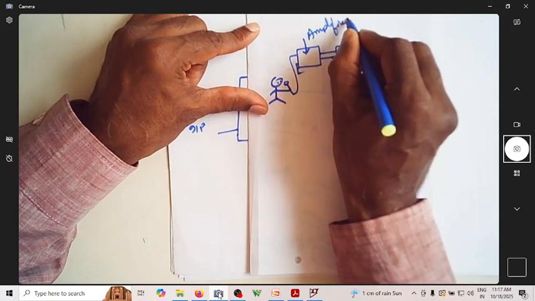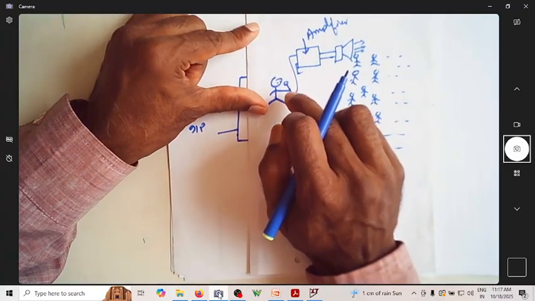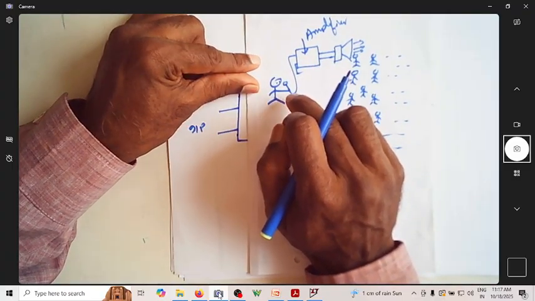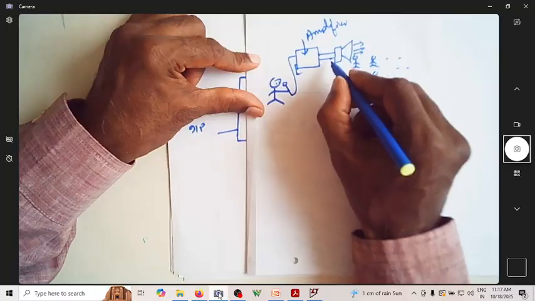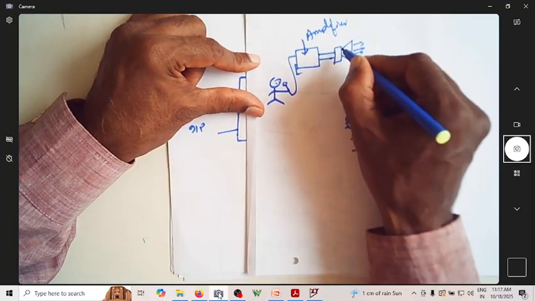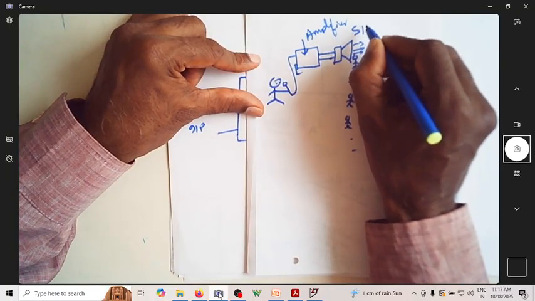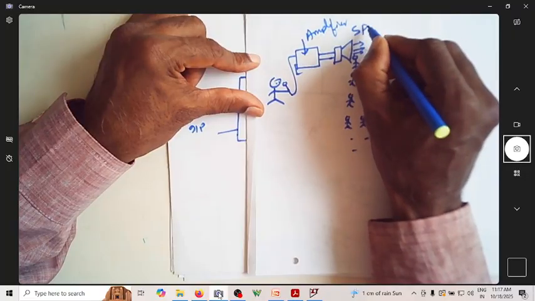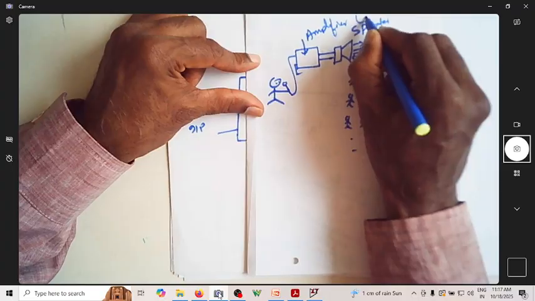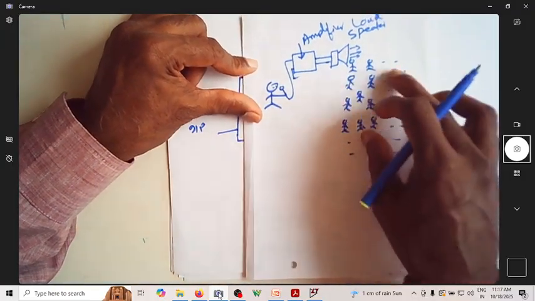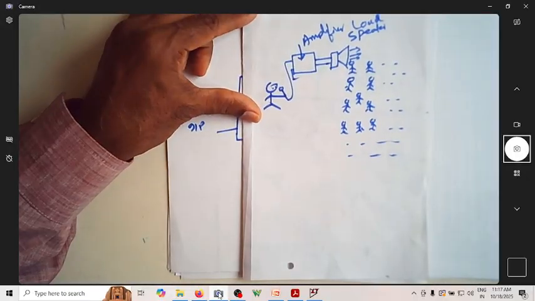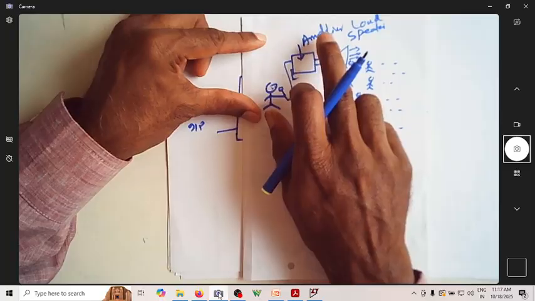So this is amplified. Whatever voltage is coming out from this mic will be amplified by whatever required amount, and that will be given to the output, which is a loudspeaker. This is a loudspeaker where you are going to hear his voice loud enough so that all the people can hear him. So this is what an amplifier is doing.